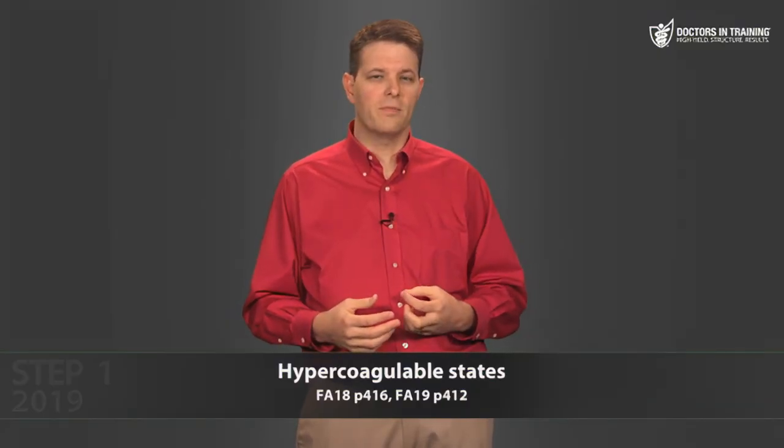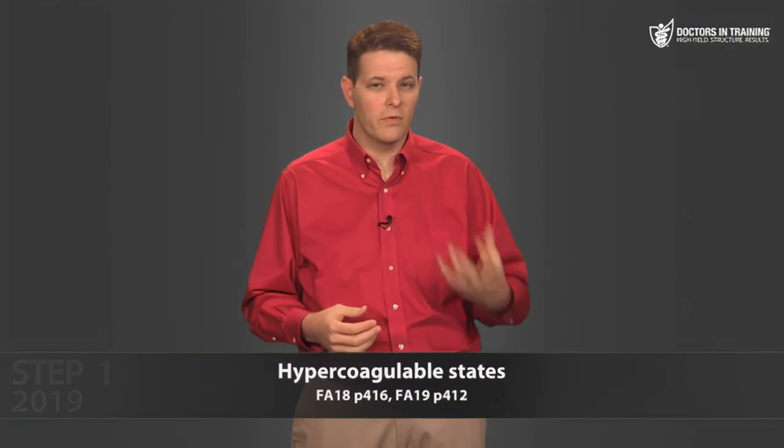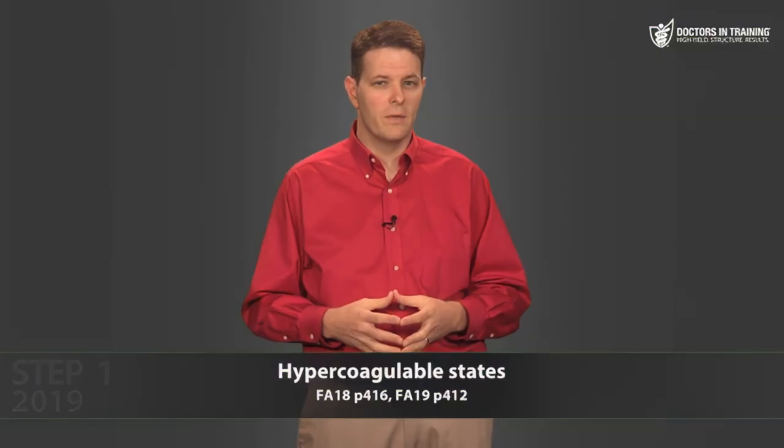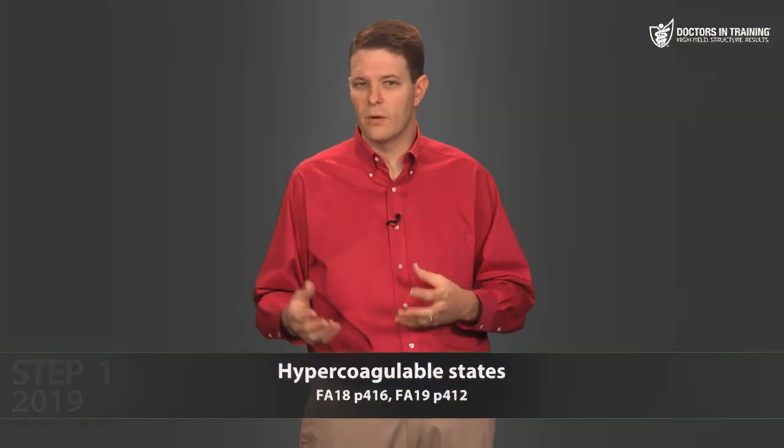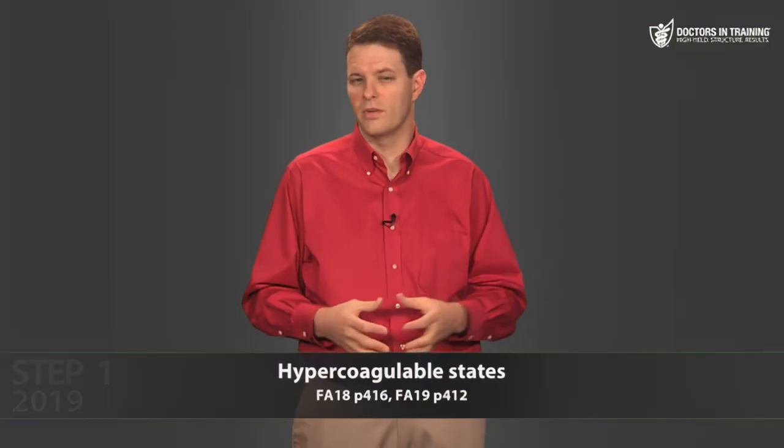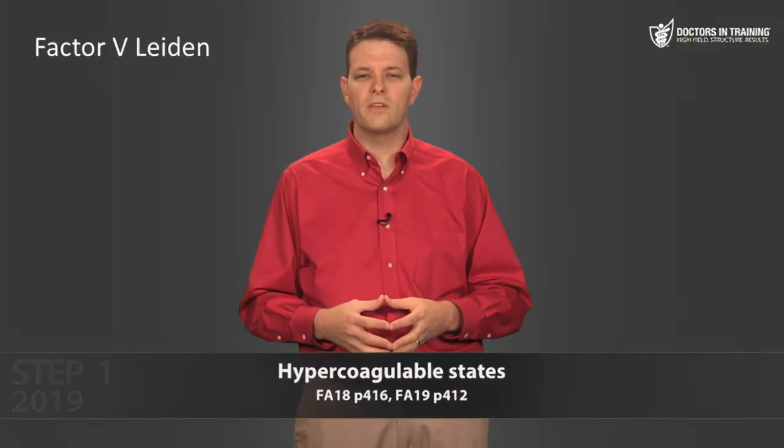These might cause people to have spontaneous DVTs or a cerebral vein thrombosis, or rarely a spontaneous PE with no preceding DVT. Maybe a spontaneous stroke, although venous thrombosis is much more common than arterial thrombosis with these. So let's start with factor V Leiden.